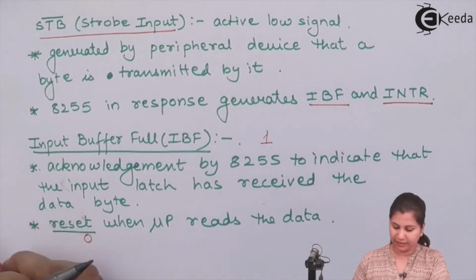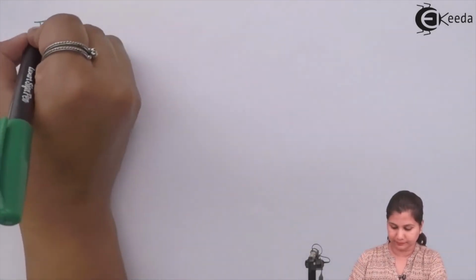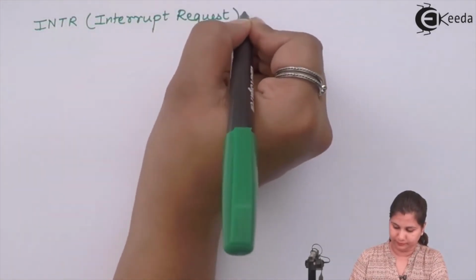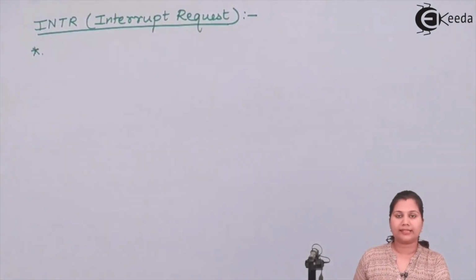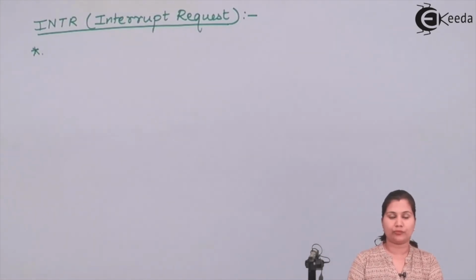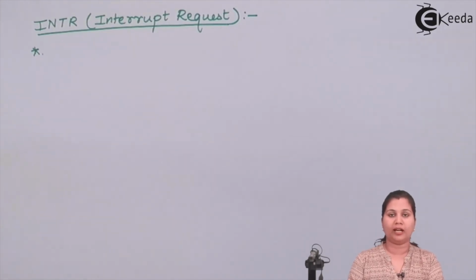Next signal we have is the INTR, that is the interrupt request. This signal is an output signal which is generated to interrupt the microprocessor, because the peripheral device has sent a data byte to the 8255, and that data byte has been stored in the input buffer, or in the input latch. Now that data byte has to be read by the microprocessor.